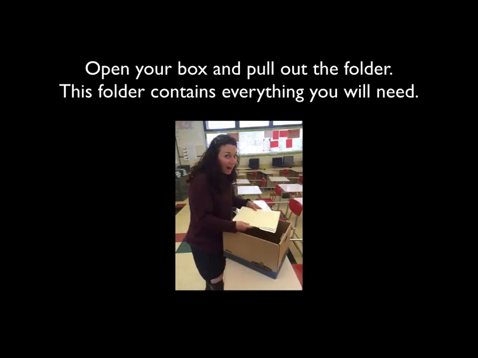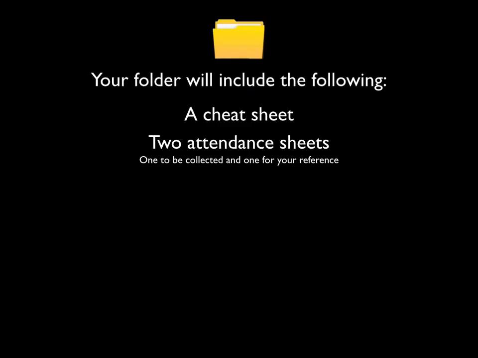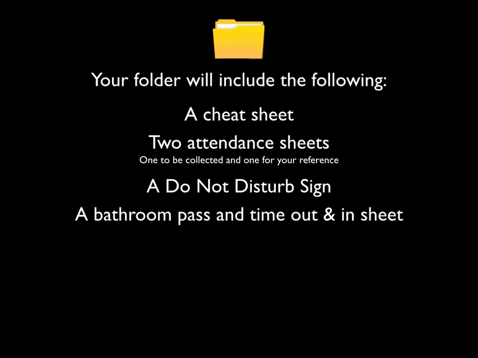Open your box and pull out the folder. This folder contains everything you will need to administer the test. Your folder will include the following: a cheat sheet, 2 attendance sheets, one to be collected and one for your reference, a do not disturb sign, a bathroom pass with a time out and in sheet, a still need to continue sheet. You will only fill this one out if you have students who need to test past the scheduled time, which will be the start of lunch.